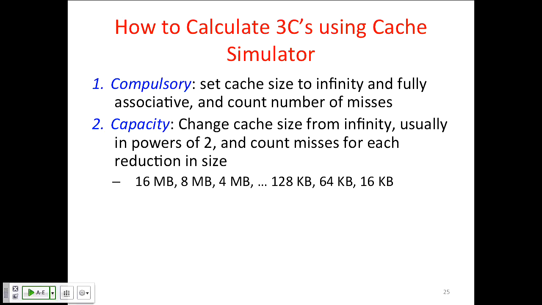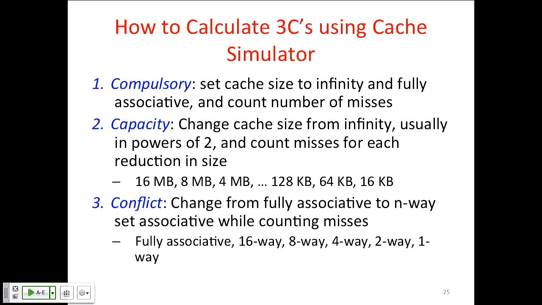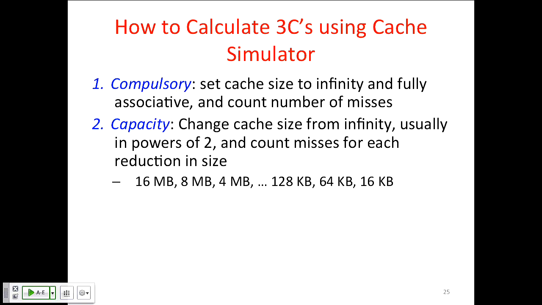Capacity misses. Now change your cache size down from infinity a bit, make it finite in some powers of 2. So change it in powers of 2 and count misses in each reduction in size, right? So from 16 meg, 8 meg, 4 meg, for example. And those extra misses you get on top of the compulsory misses are capacity misses at each of those sizes, right? So first do the compulsory misses, then make your cache size finite and rerun the trace and see how many additional misses you get from that reduced capacity.